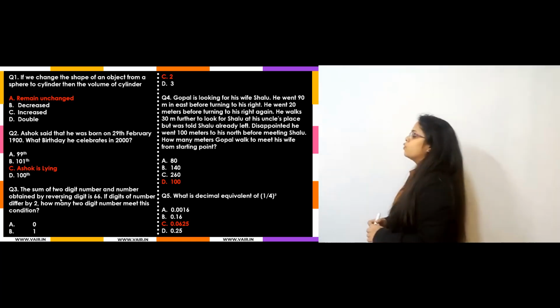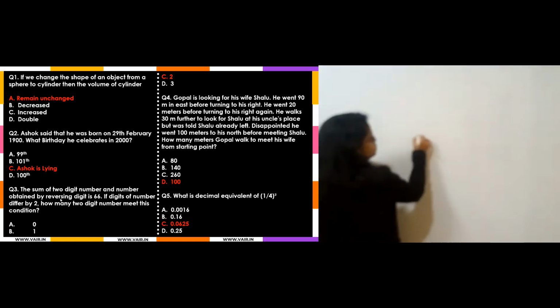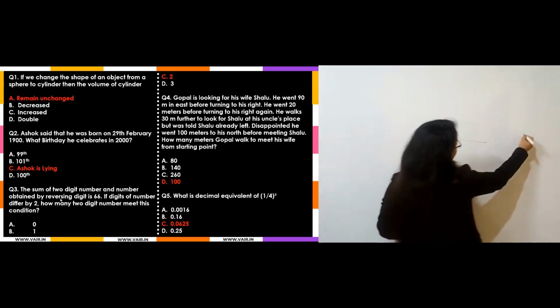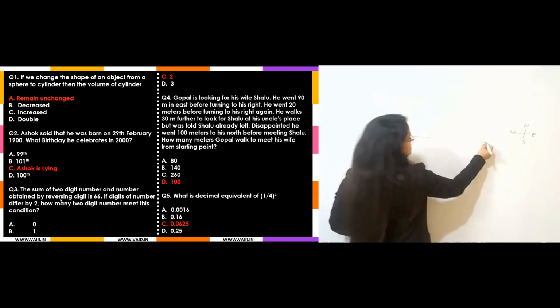Now what are they saying? Gopal is looking for his wife Shalu. He went 90 meters east. So let's take 90 meters east. We know this is east, west, north, south. So 90 meters east.